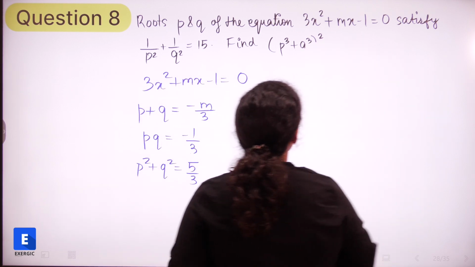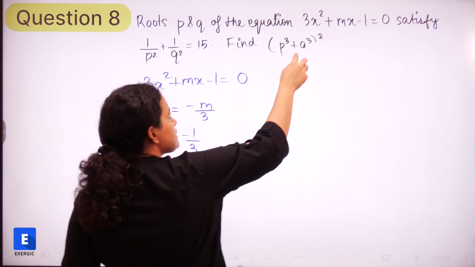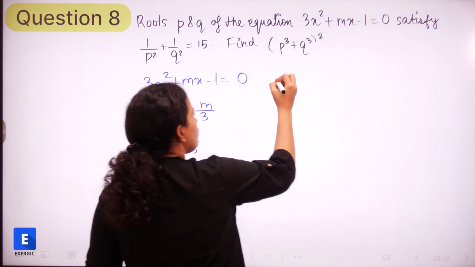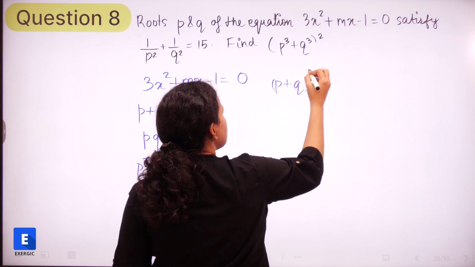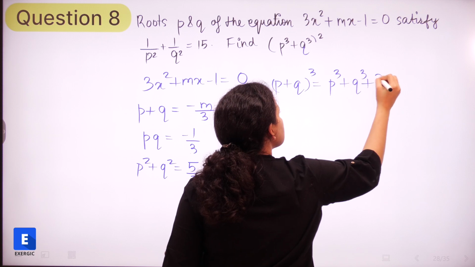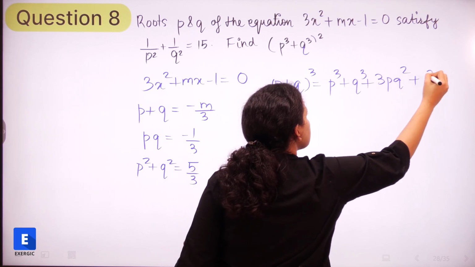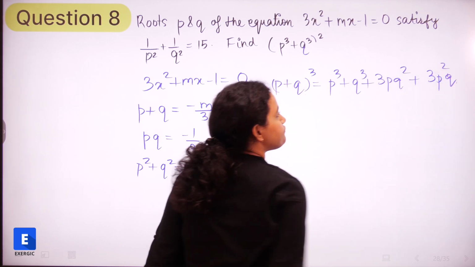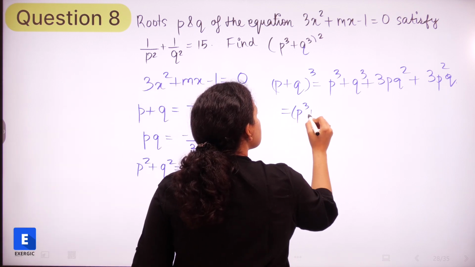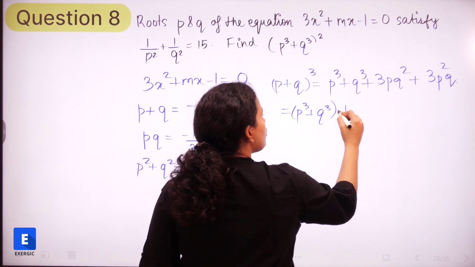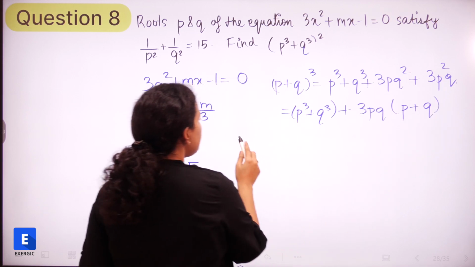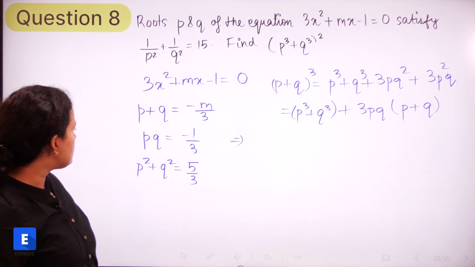Now we need to find some kind of a relation between this p cube plus q cube with all of these terms. Okay. So we know that p plus q whole cube, if you don't remember the formula, then you can find it out at this moment also. This is p cube plus q cube plus 3pq square plus 3p square q. So simplifying, this will be p cube plus q cube, this is something what we want to find out. If I take out 3pq, we have got p plus q.